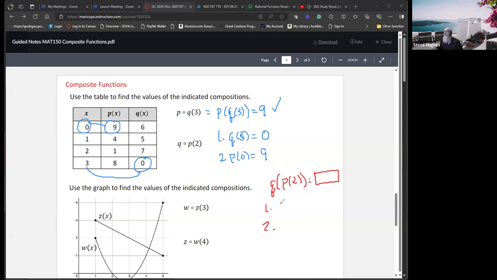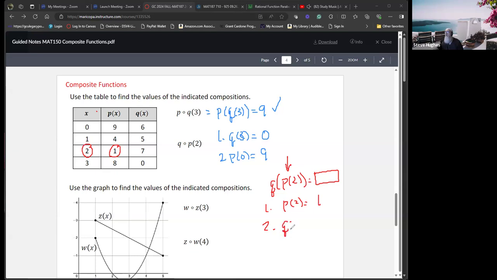What's the first thing I want to find? I want to find what is P of 2. That's the first step. So go back over here to my chart and look at the value for P of 2. Here is X equals 2. There is P of 2, which is 1. So P of 2 is 1. In place of P of 2 right there, I'm going to put 1.